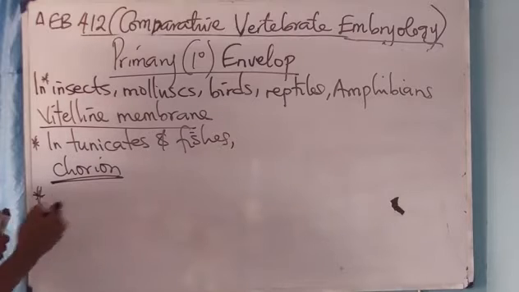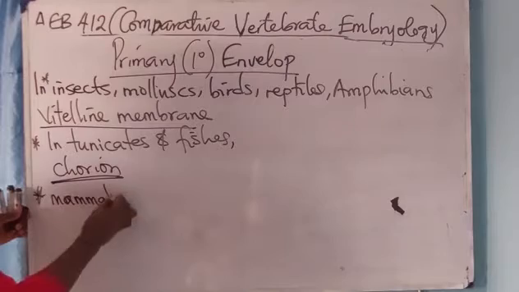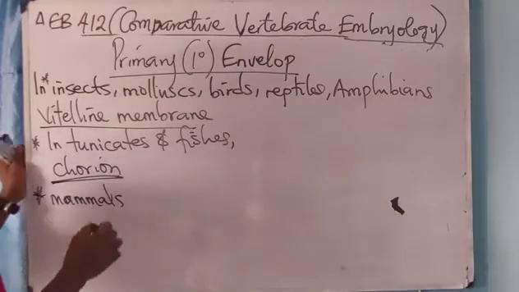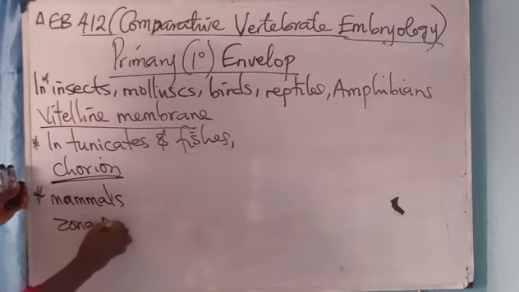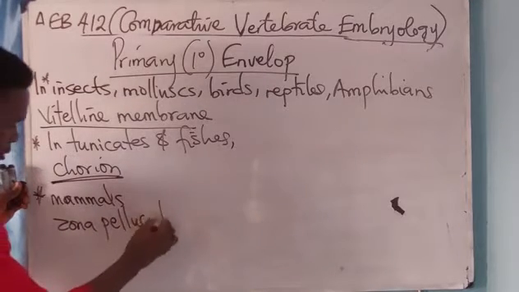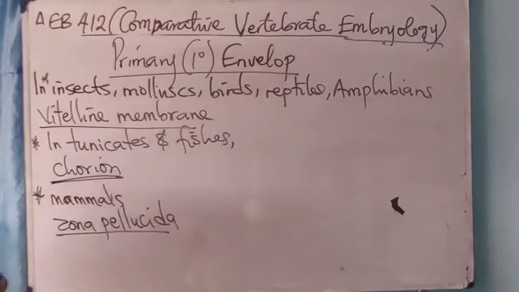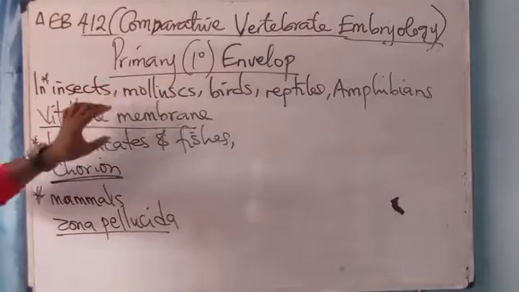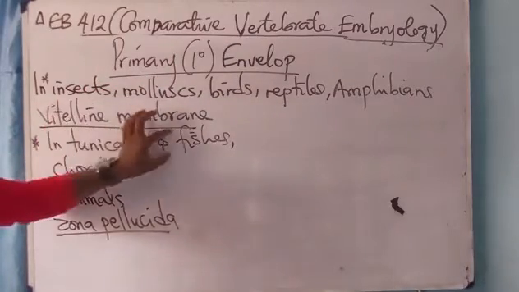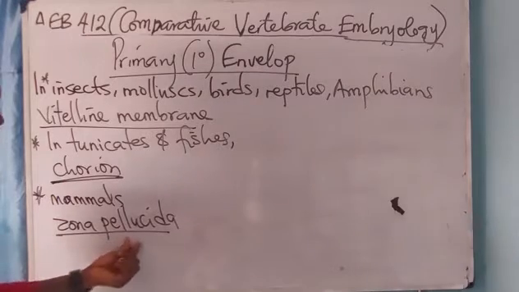So then, the egg envelope in mammals is called zona pellucida. In these organisms, the egg envelope is called vitelline membrane. In tunicates and fishes, it is called chorion. In mammals, it is called zona pellucida.